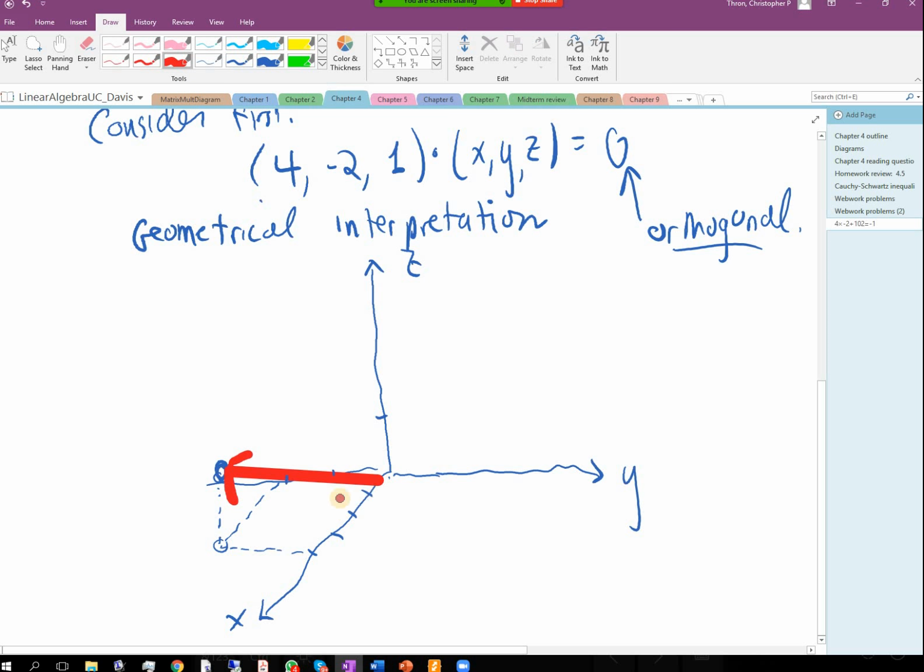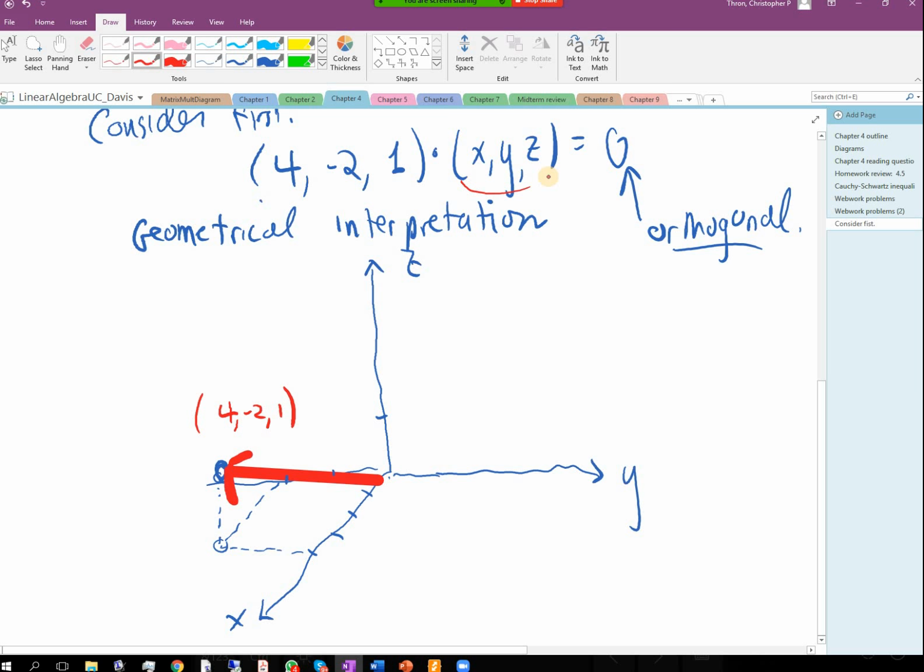I hope you can see what's going on here. It's not in the xy plane. It's kind of going up a little bit. So this is the vector 4, negative 2, 1. All right, so the question is, what about this x, y, z? What is that talking about?